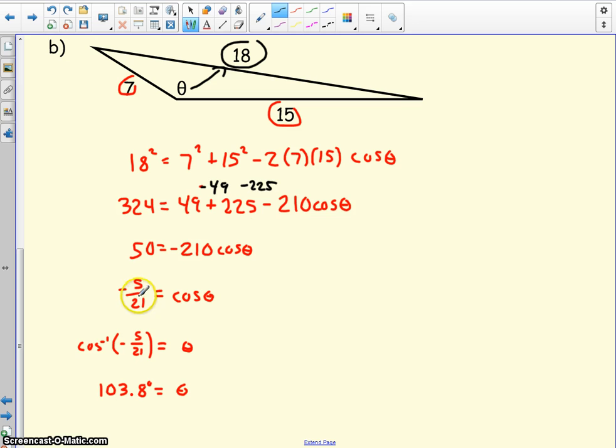Now, the really common mistake that a lot of people make in this step is they go 49 plus 225 minus 210 and combine them all into one term. You can't do that because of BEDMAS here. You have multiplication happening between the 210 and the cos theta, so it's not a like term. You can't combine it with the 49 and 225. So that's why I moved the 49 and the 225 to the left side of the equation first. When we get down to this step, we divide both sides of the equation by negative 210.